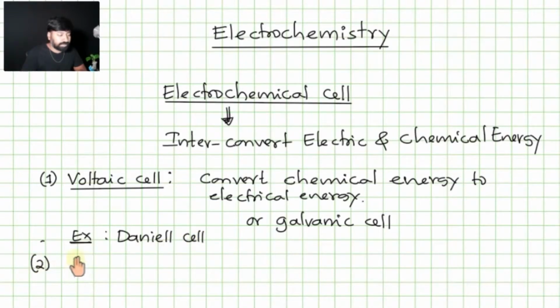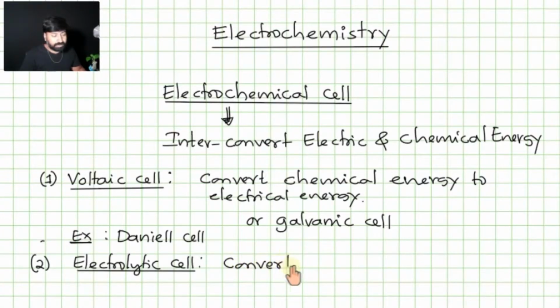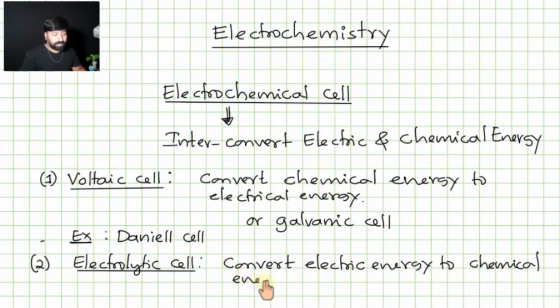There is a second device called the electrolytic cell. Okay, so this is also a device which converts electrical energy into chemical energy. You can see the difference here. Chemical energy to electrical energy is called a voltaic cell, and if the cell converts electric energy to chemical energy, then it is called an electrolytic cell. And lithium batteries are a good example. Electroplating works on the same phenomenon. Okay, these are some basic things we have studied.